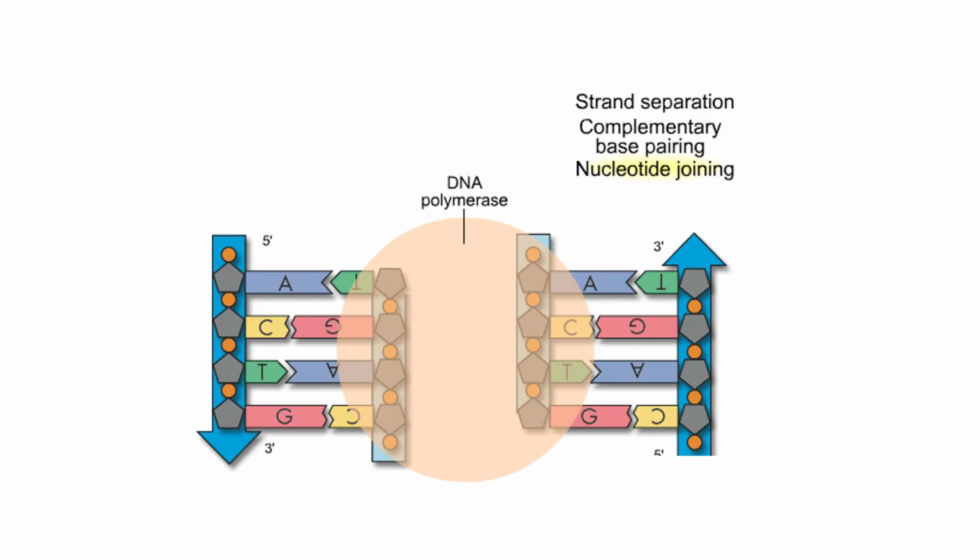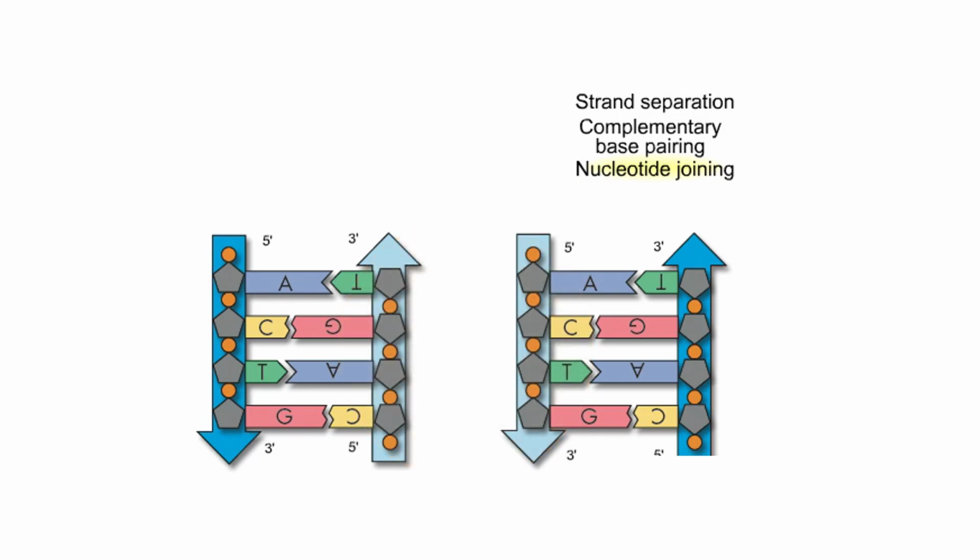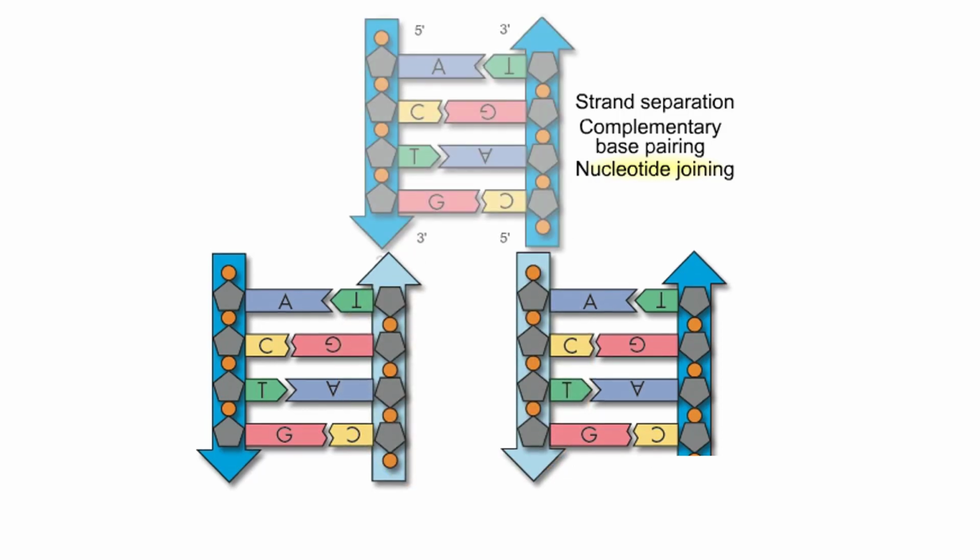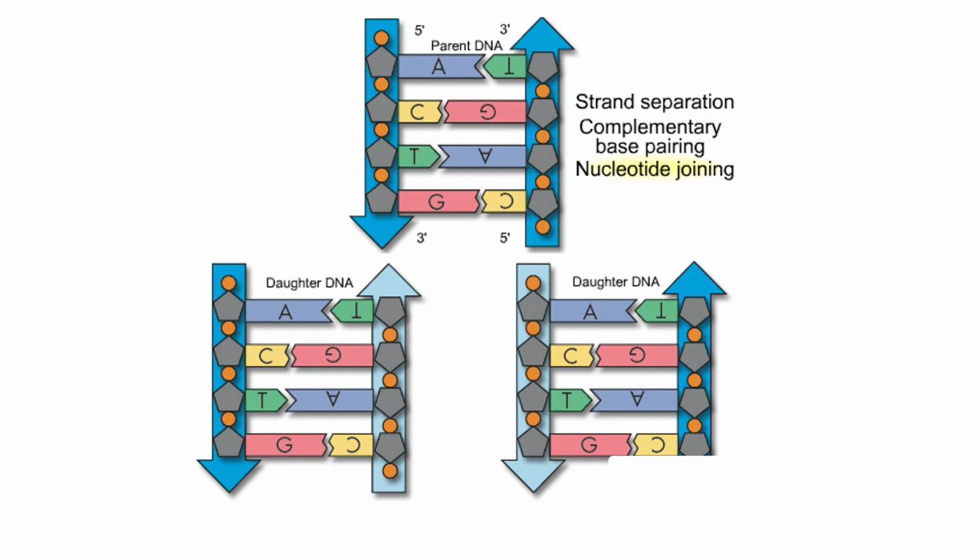In nucleotide joining, or polymerization, the enzyme DNA polymerase links the nucleotides together in the new DNA strands. Note how both of the new DNA strands are formed in the 5' to 3' direction. Because of complementary base pairing, each double-stranded daughter DNA molecule is identical to the parent DNA molecule.